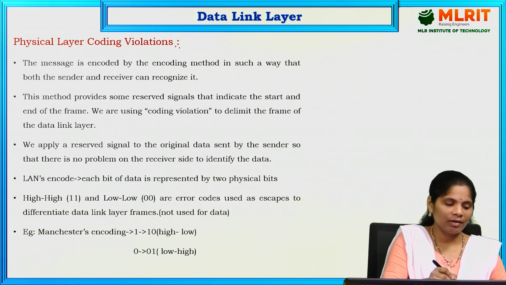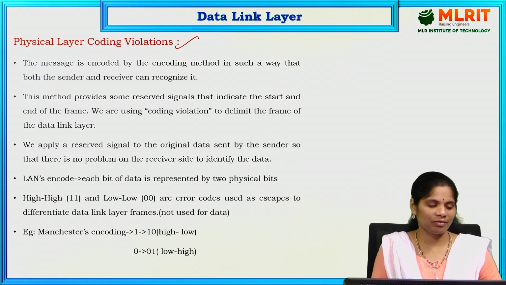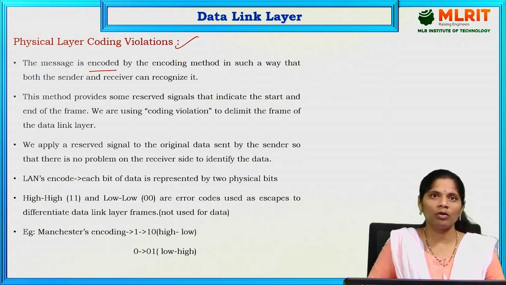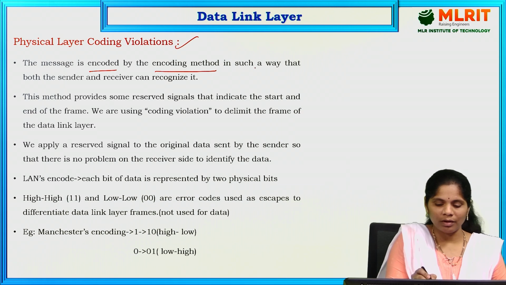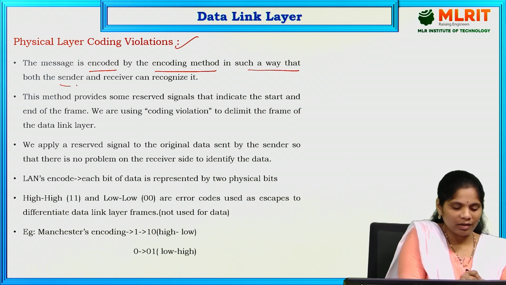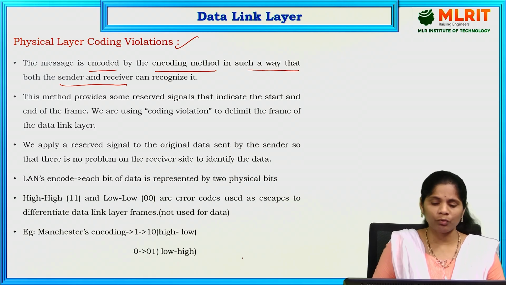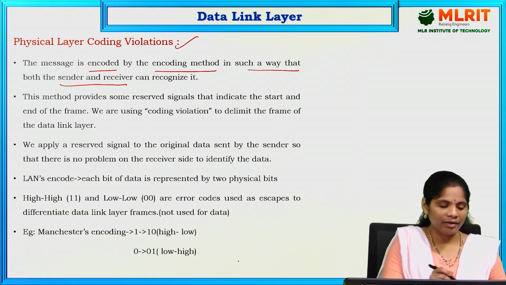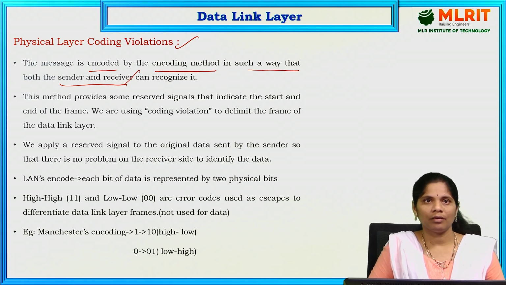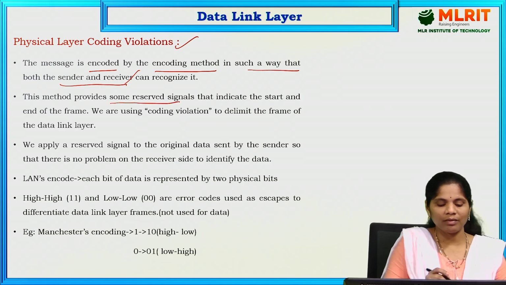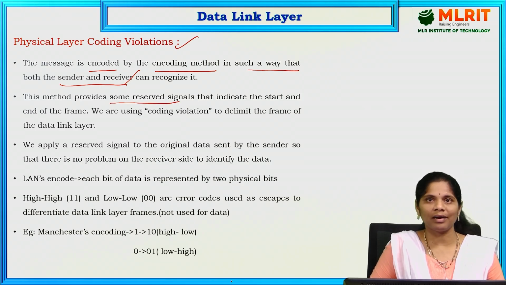And the final one is the physical layer coding violations. What are physical layer coding violations? Whatever the message is, it is encoded by an encoding method in such a way that both sender and receiver can recognize it. We have to use an encoding method that the sender and receiver understand. This method mainly provides some reserved signals. It indicates the starting and ending of the frame.